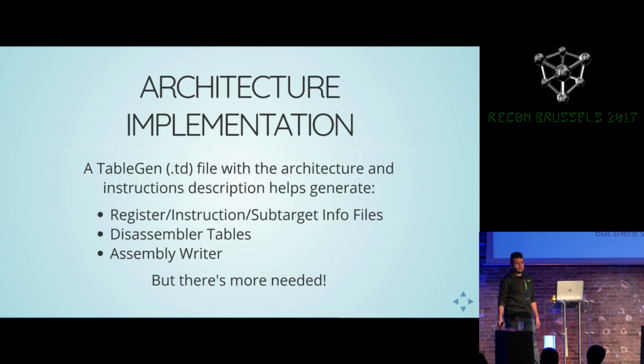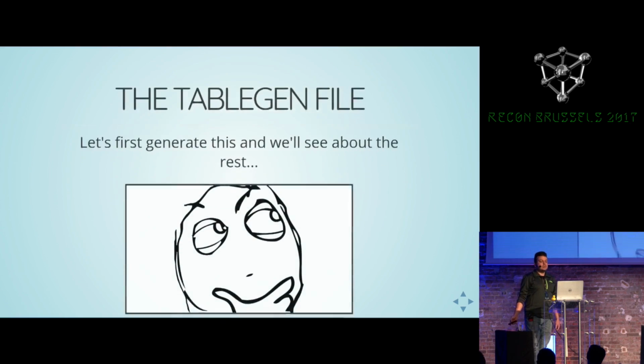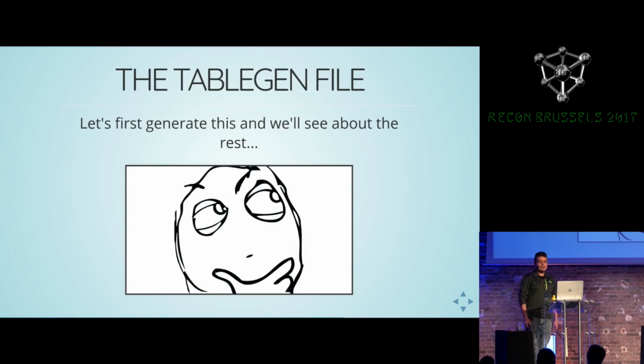How do you implement an architecture? We must write a table.gen file. The table.gen file has a description of the architecture, and it helps generate the register, instruction, and sub-target info files, the disassembler tables, and the assembly writer, using a special LLVM tool. But there's a lot of stuff that we need to implement too. So let's first generate this file, and we'll see about the rest.